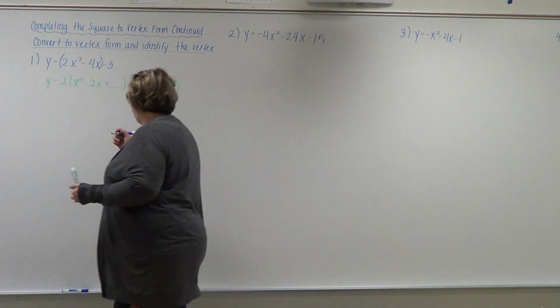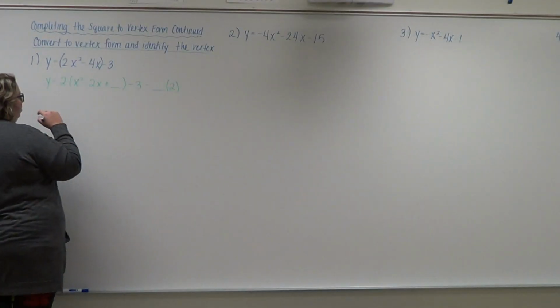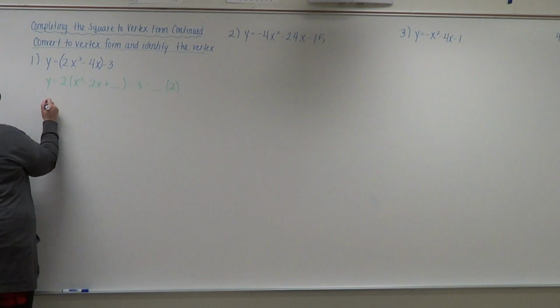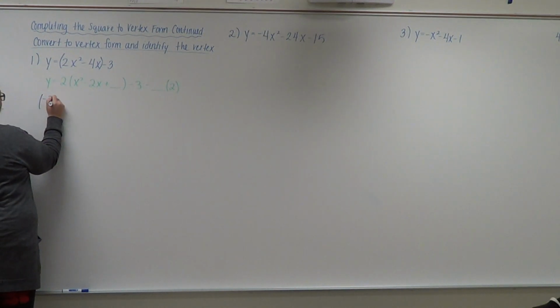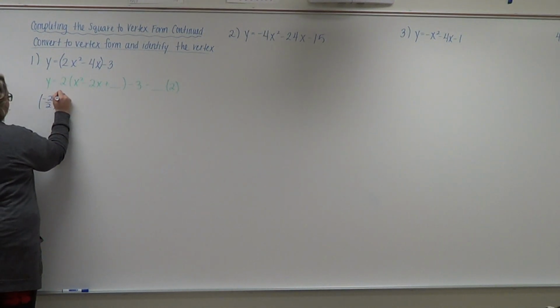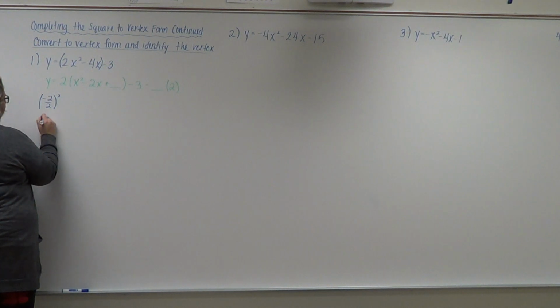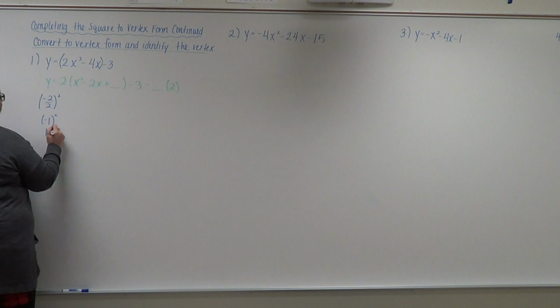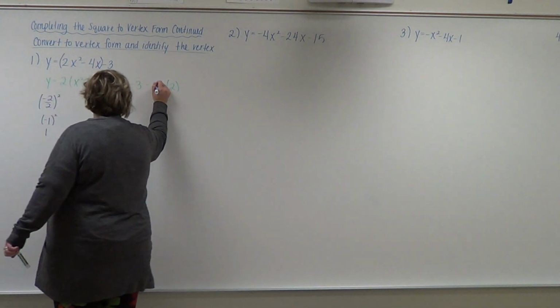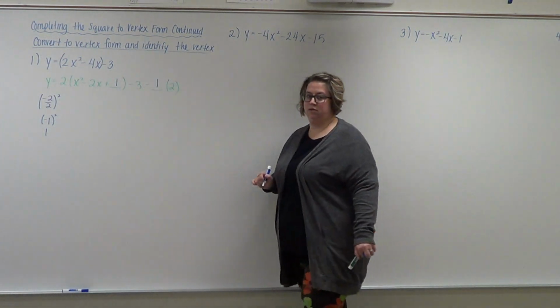B over 2 squared, right? So what's my B now? Negative 2, okay? So negative 2 over 2. So it's negative 2 over 2. Negative 1, and what's negative 1 squared? Positive 1. That will go in both of our blanks.